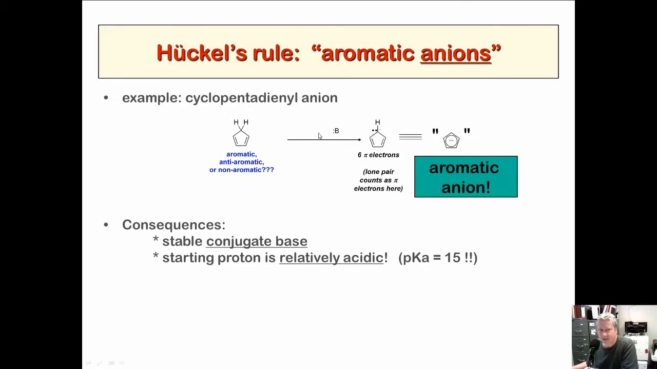It's because the conjugate base is so happy, because it's an aromatic anion. Anyway, this is one of these examples of an aromatic ion. Cyclopentadienyl anion is aromatic.